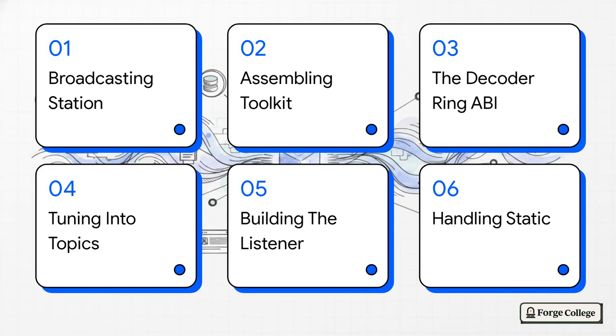Here's our engineering schematic for today. We'll start with the blockchain broadcasting station, then assemble our toolkit, check out the decoder ring ABI, tune into topics, actually build the listener, and finally handle real-world static. Let's jump in. Part 1.